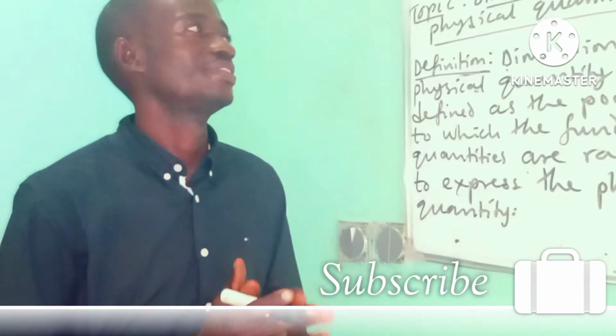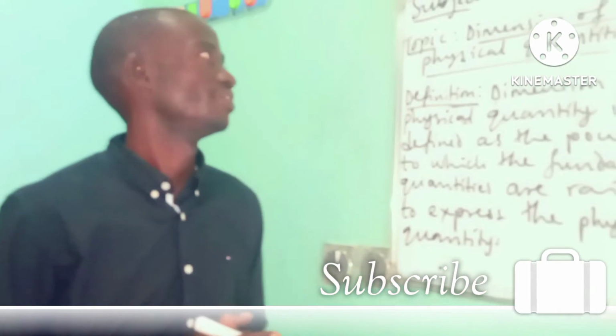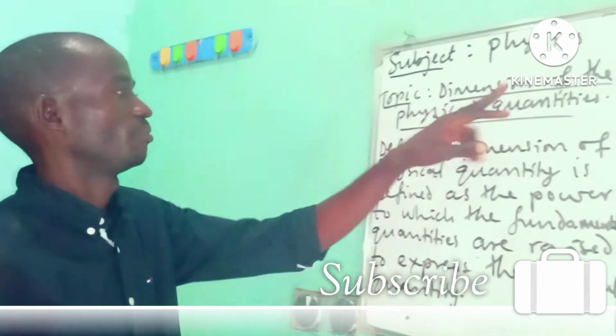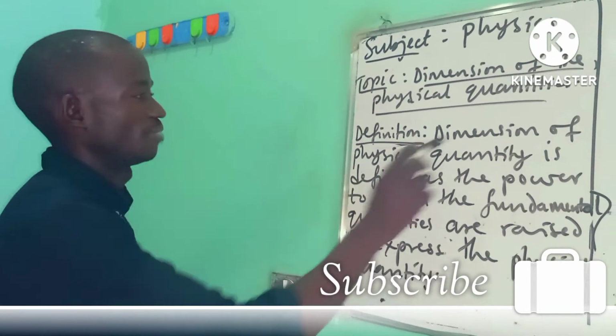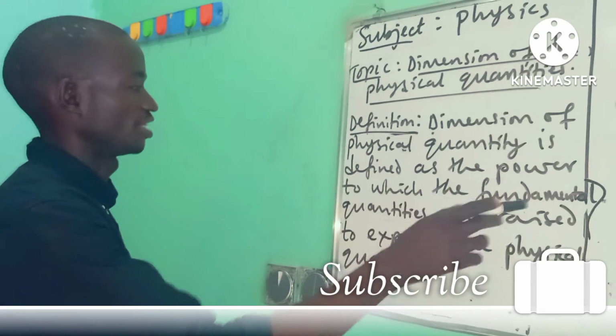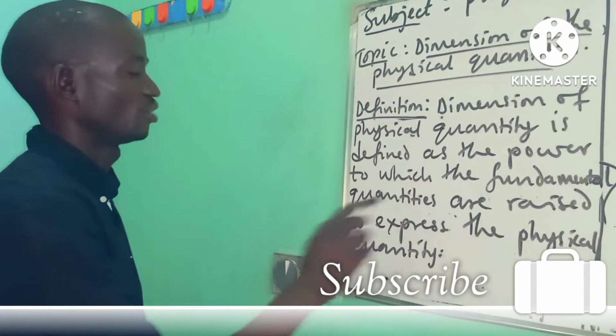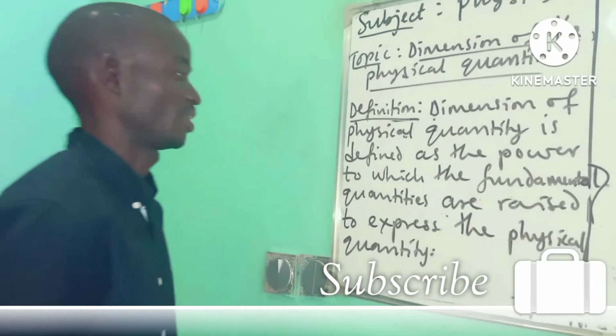Good day, everyone. Today we are looking at another interesting science subject, physics, and the topic is dimension of physical quantities. Definition: dimension of a physical quantity is defined as the power to which the fundamental quantities are raised to express the physical quantity. That is the basic definition of dimension.